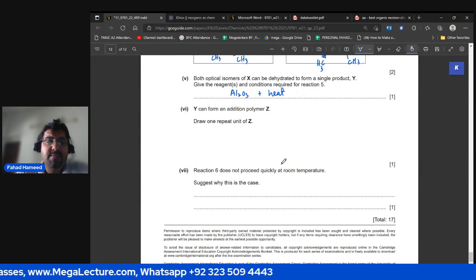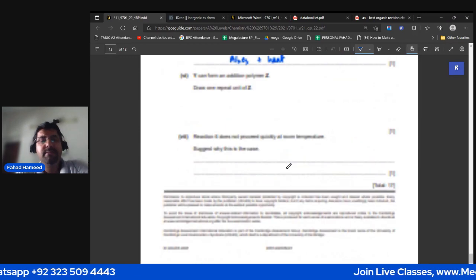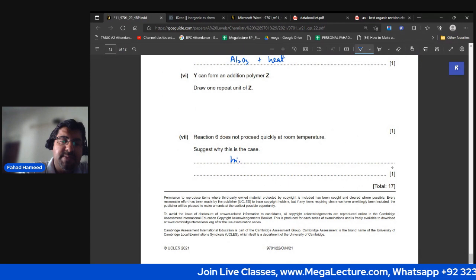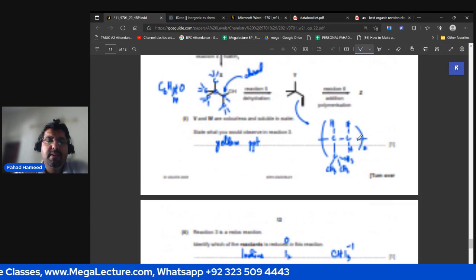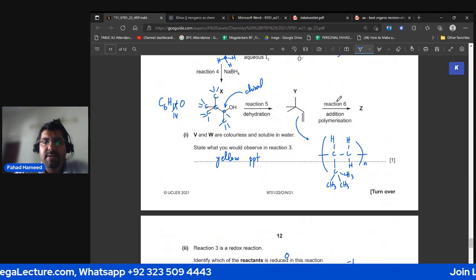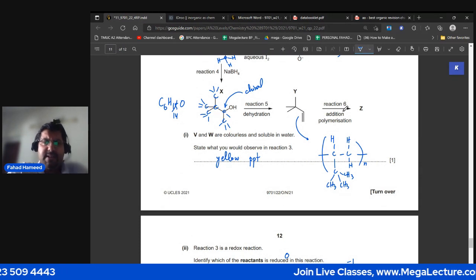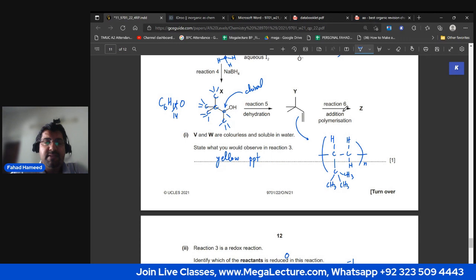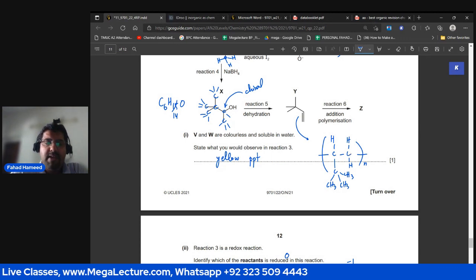Reaction 6 does not proceed quickly; suggest why this is the case. The simple answer to this, if it's a 1 mark question, is that it's got a high activation energy. That's about it. Whenever a reaction is not proceeding quickly, like this addition polymerization which doesn't happen at a very fast pace, it's got high activation energy. It needs energy for the reaction to happen. So that's about it for this.